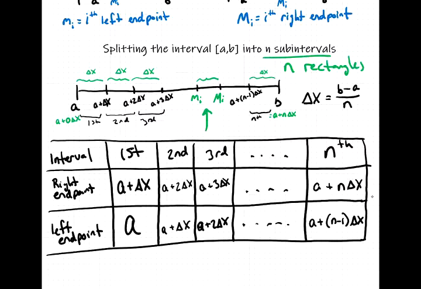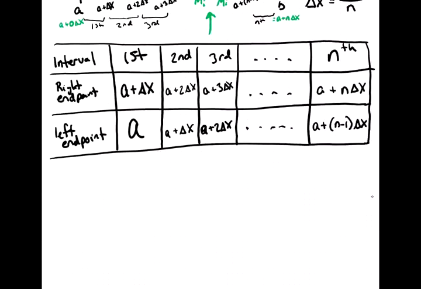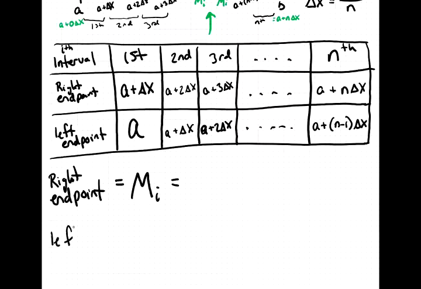Okay, so based on this, let's be more specific, let's say this is the ith interval. When i is equal to 1, it's the first interval. When i is equal to 2, it's the second. When i is equal to 3, it's the third. So the right endpoint, which we're using capital M sub i, and the left endpoint, which we're using lowercase m sub i.